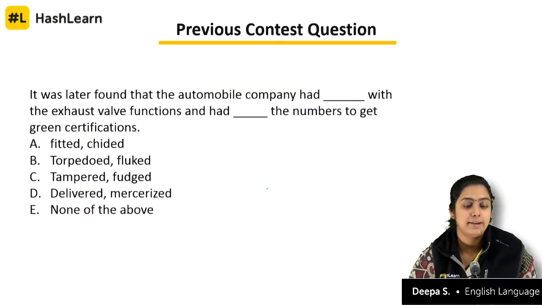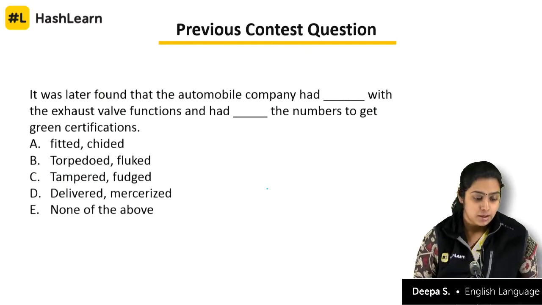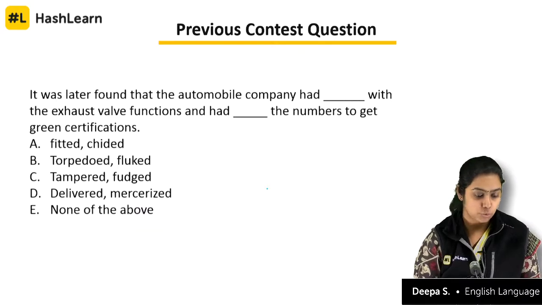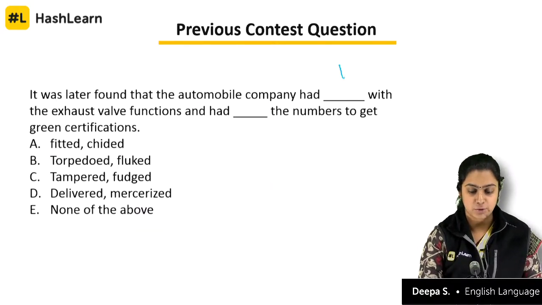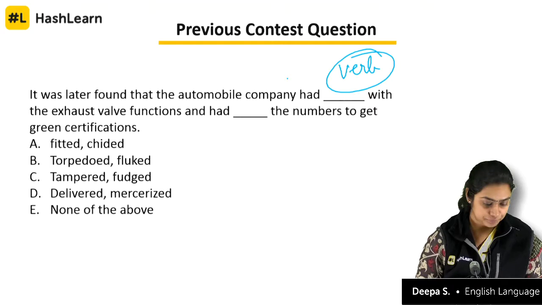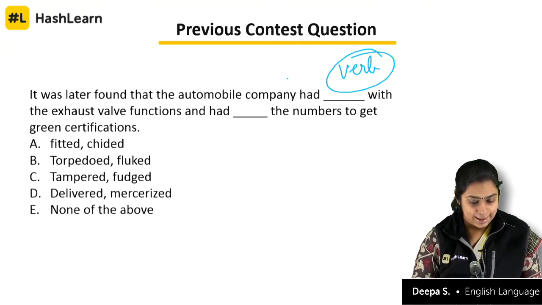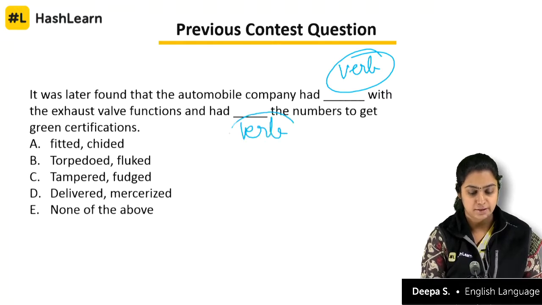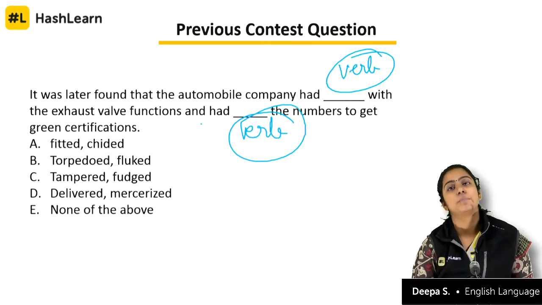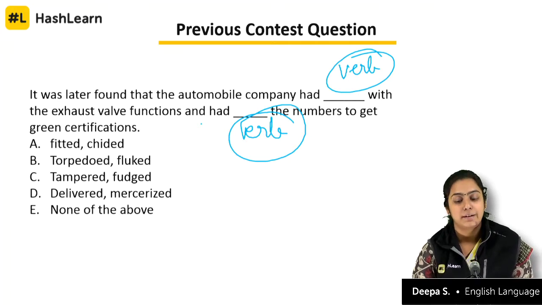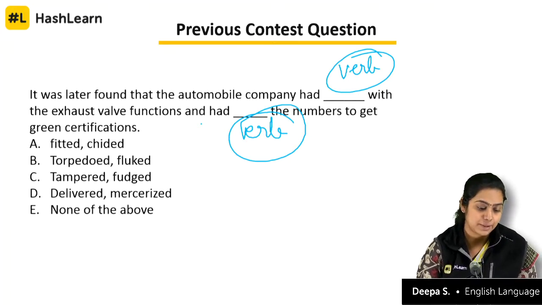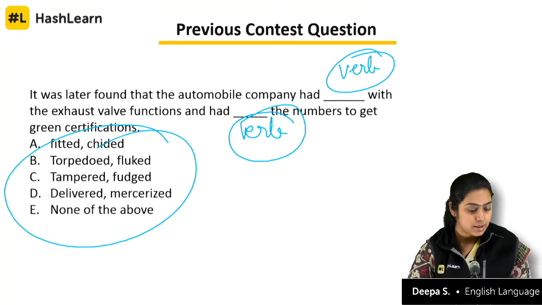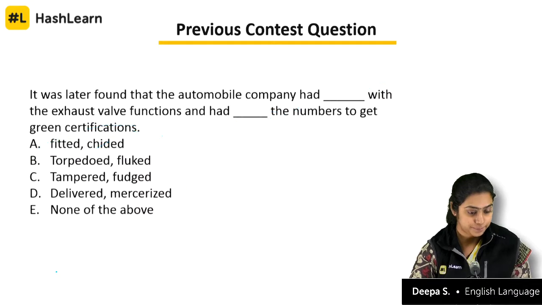Next, let's look at the previous contest question. It was later found that the automobile company had dash with the exhaust valve function, and had dash the numbers to get green certifications. So I am looking for a verb here. Both the verbs are in past tense, and all of the options are again verbs in past tense.